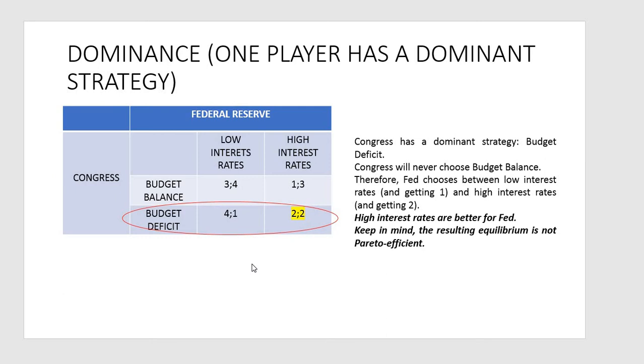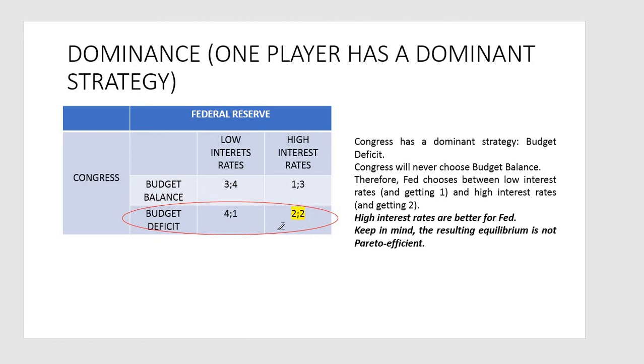There are no dominant strategies for the Federal Reserve, because here 4 is better than 3 and 1 is better than 2. But actually, even one player having a dominant strategy will be just enough to solve this game in 2 steps. So Federal Reserve knows that Congress will never ever choose budget balance. It makes no sense. In this case, keeping this information in mind, Federal Reserve can choose low interest rates and get 1, or high interest rates and get 2. So obviously 2 is a better option. That's why here we have the resulting Nash equilibrium.